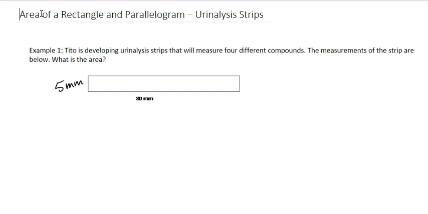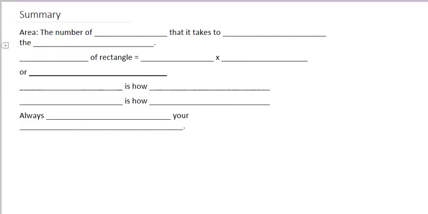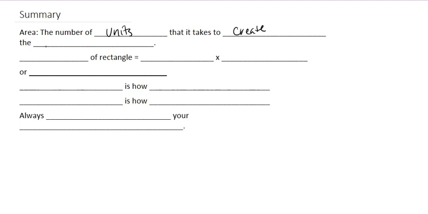Area of a rectangle and parallelogram. Tito is developing urinalysis strips that will measure 4 different compounds. The measurements of the strip are below. What is the area? So in order to solve this, let's go over a few things. Area is the number of units that it takes to create the flat shape.